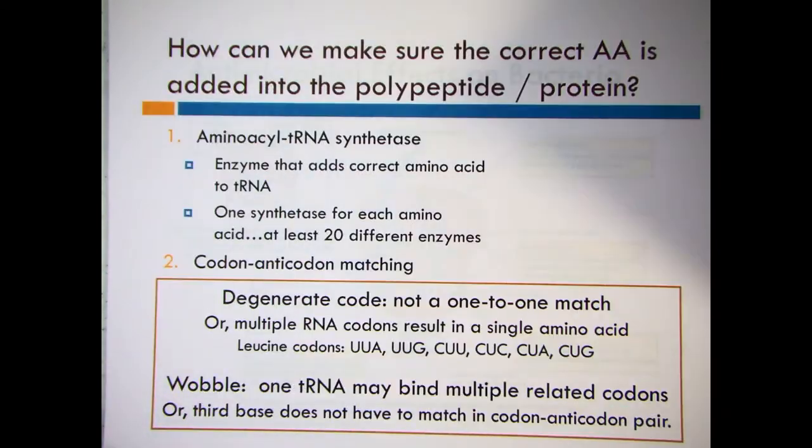So we have a couple of quality control questions that we need to ask. How can we make sure that the correct amino acid is added into the protein? This is really important because if the wrong amino acid is added, the protein will not fold correctly, and the protein function depends on its having the correct shape. And so we need to be really confident that the correct amino acid is put into the protein. And so there are a couple of places that this type of quality control happens.